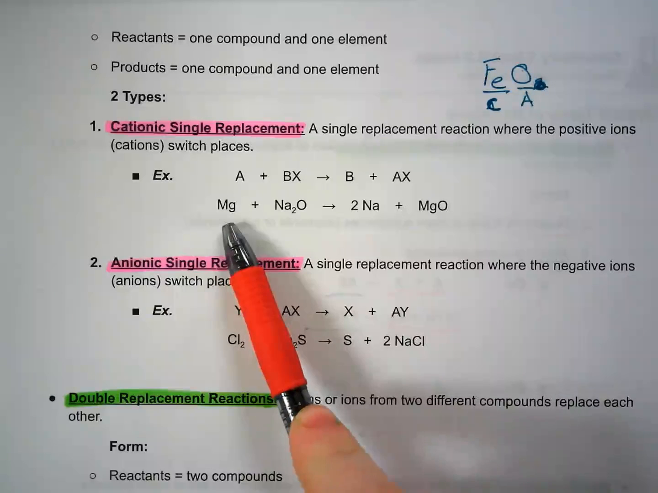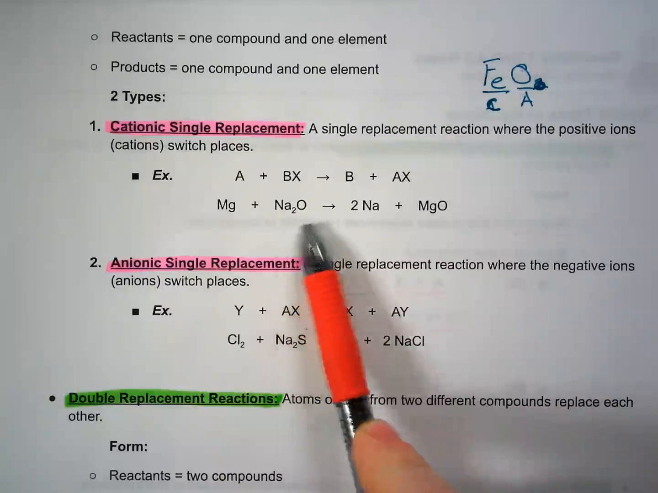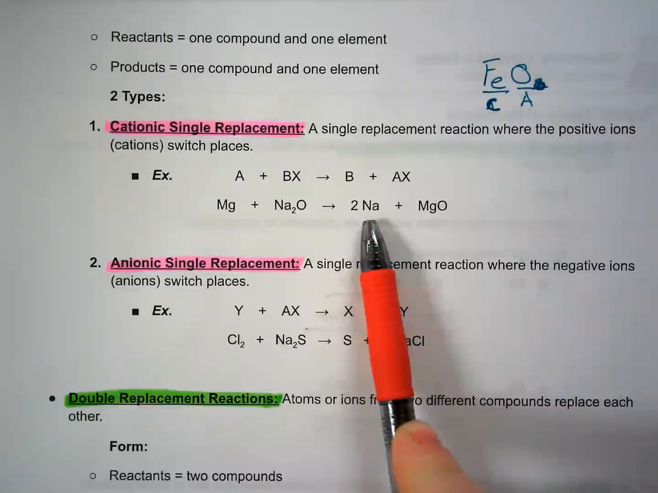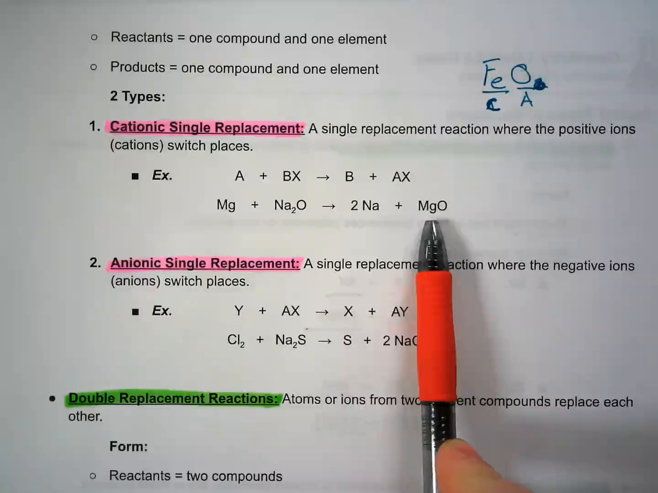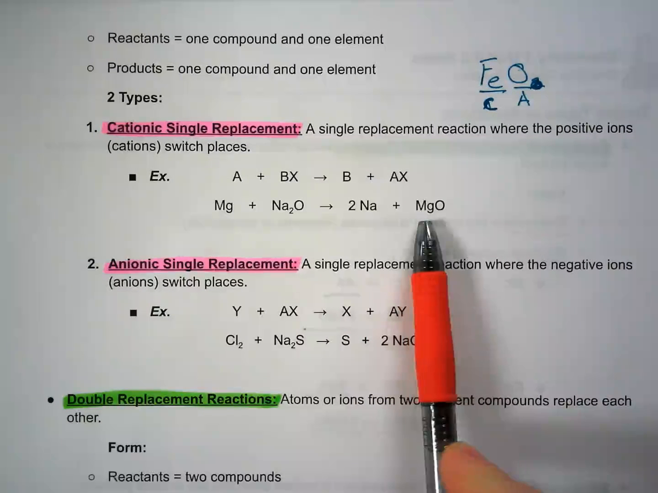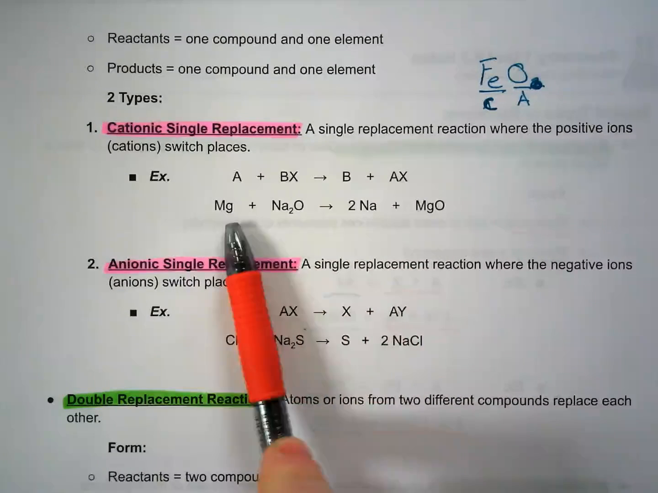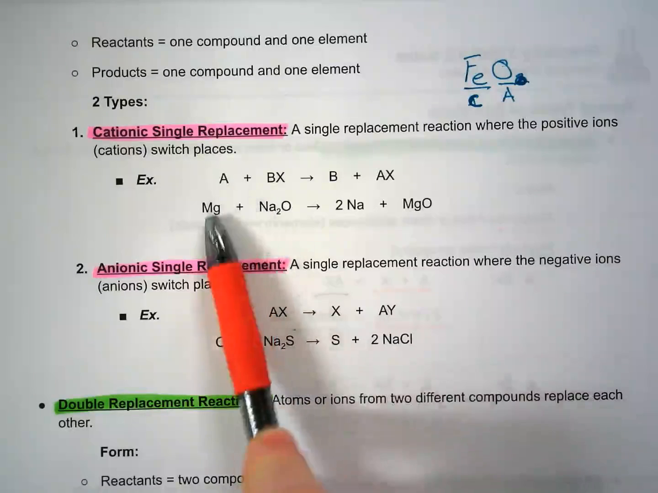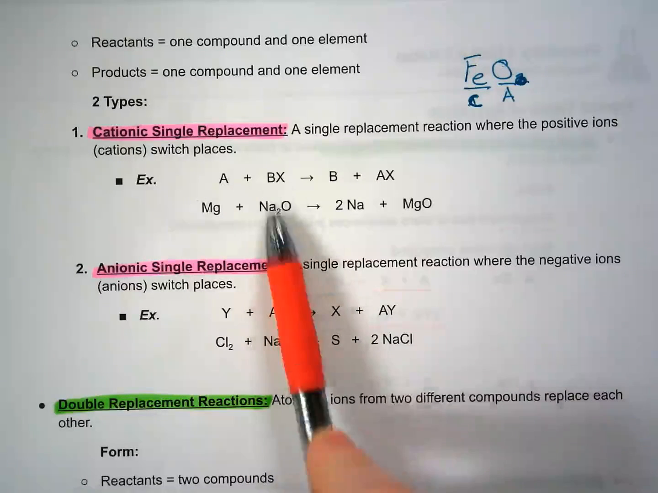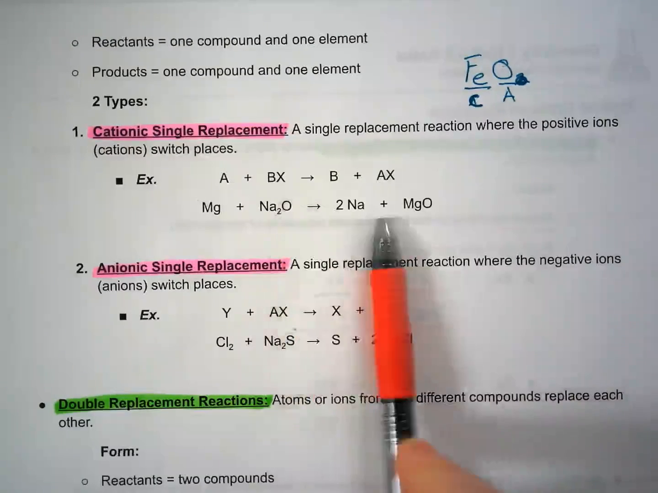So this would be like magnesium wants to react with sodium oxide, and so it does. What that produces is sodium, probably as a precipitate, and then magnesium oxide. And again, notice magnesium is A, sodium is B, and oxygen is X.